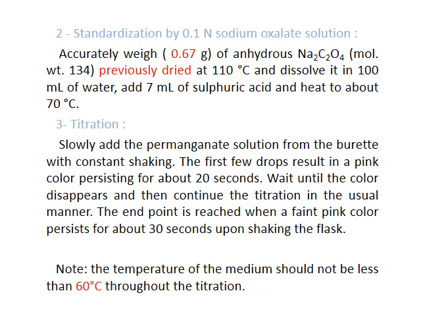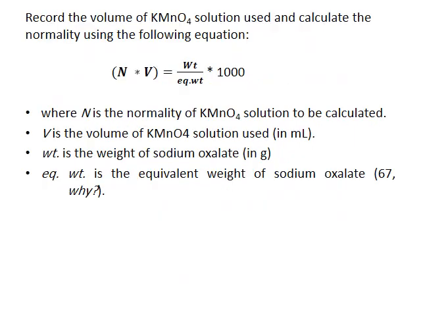Titration. Slowly add the permanganate solution from the burette with constant shaking. The first few drops result in a pink color persisting for about 20 seconds. Wait until the color disappears and then continue the titration in the usual manner. The end point is reached when a faint pink color persists for about 30 seconds upon shaking the flask. Note: the temperature of the medium should not be less than 60 degrees centigrade throughout the titration.